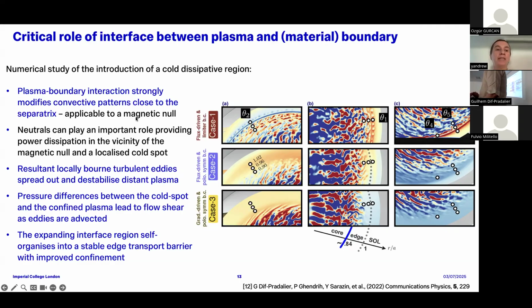It could be, and the paper notes it could be applicable absolutely to a magnetic null. The point here is that the neutrals provide power dissipation in the vicinity of the null and provide this cold spot. Turbulent eddies are born with this cold spot, then spread out due to pressure differences and advection. So we have turbulence spreading from the X point outwards, and then self-organization into a turbulent boundary with zonal flows and the formation of the H mode just within the separatrix.